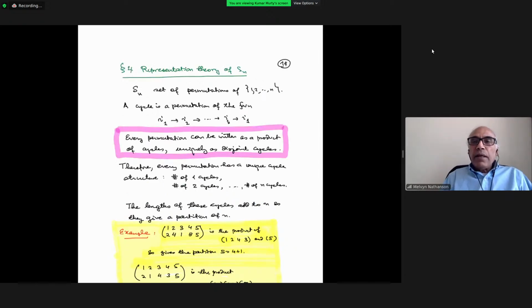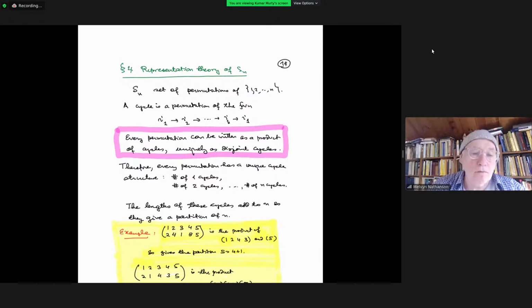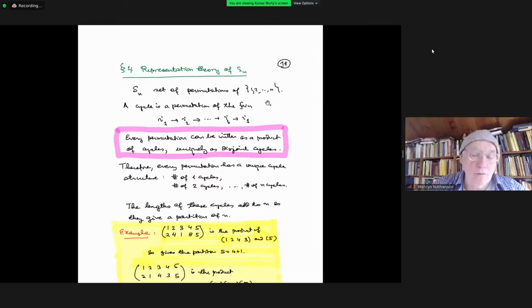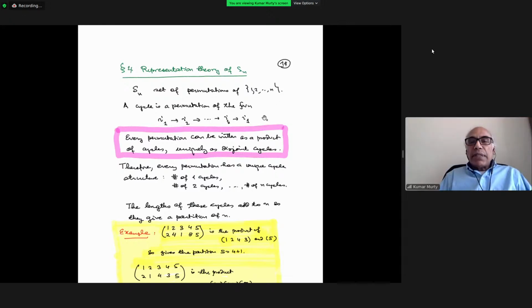Okay. So now let's come to the symmetric group. The symmetric group is, as you know, the set of permutations of 1 up to n, and you have cycles. Cycles means that I have i1 goes to i2 to ik and then back to i1.